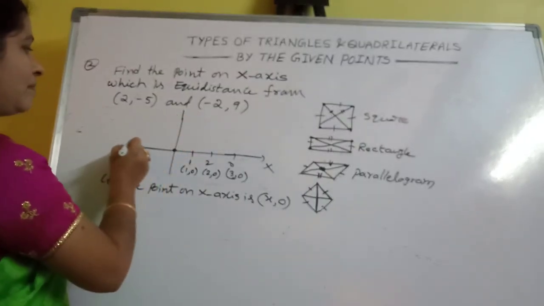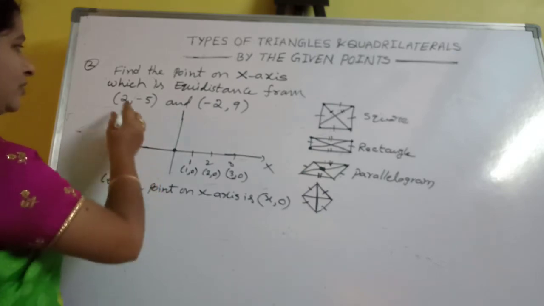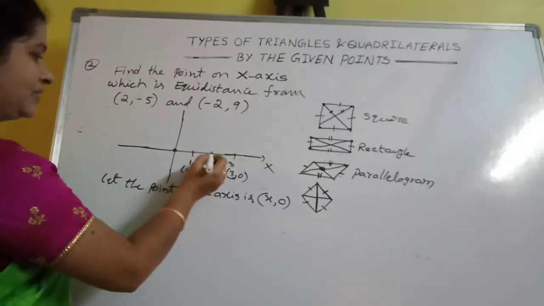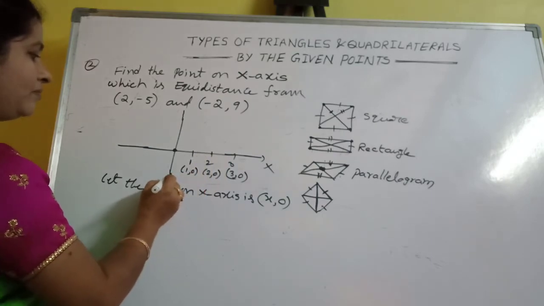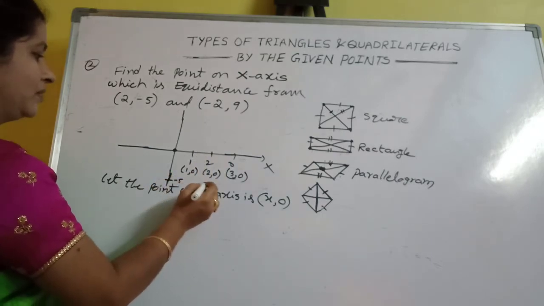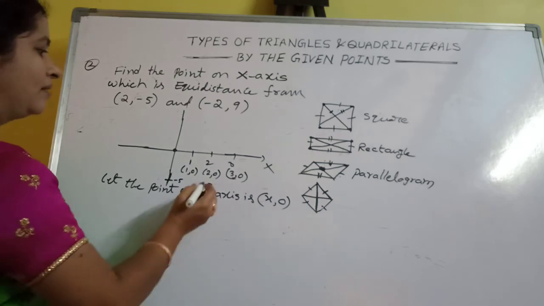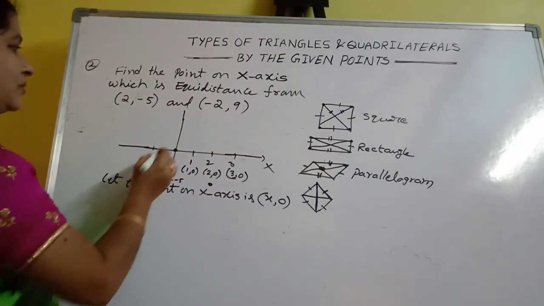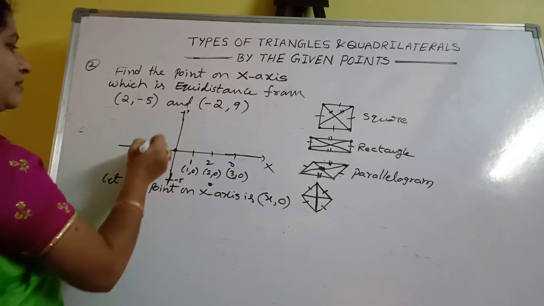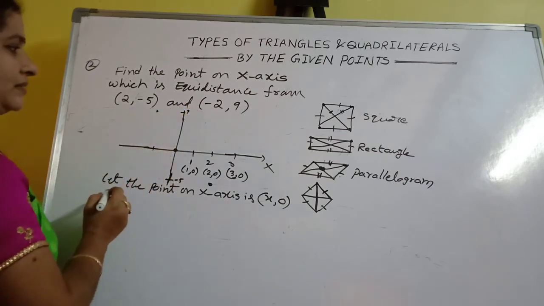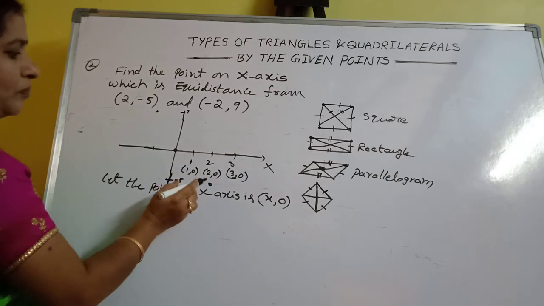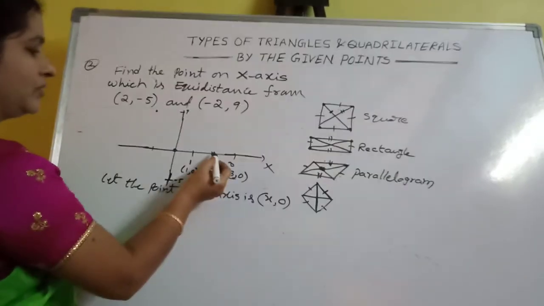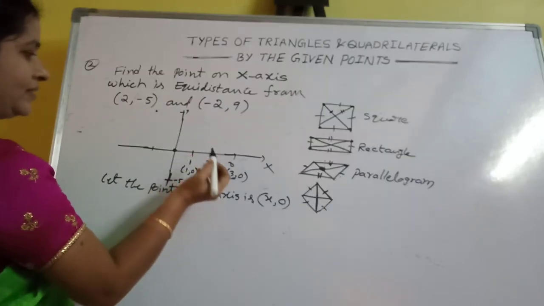So where is the point (2, minus 5)? The x value is 2 and the y value is, suppose, here minus 5. So here is the point (2, minus 5). And (minus 2, 9) is here. So these two points are at equal distance from the point (x, 0) on the x-axis.